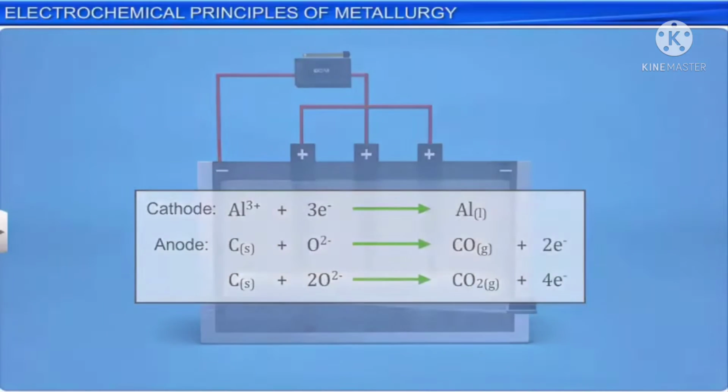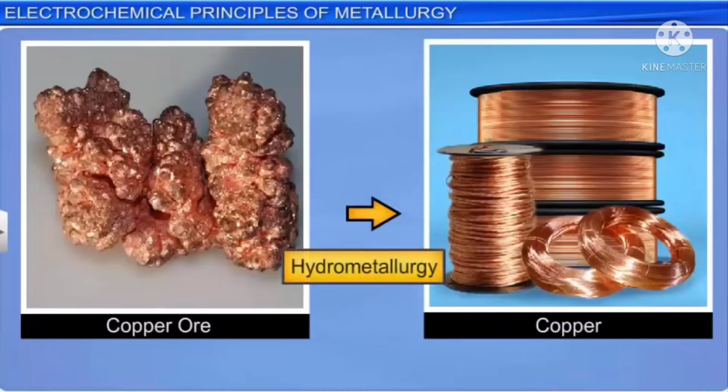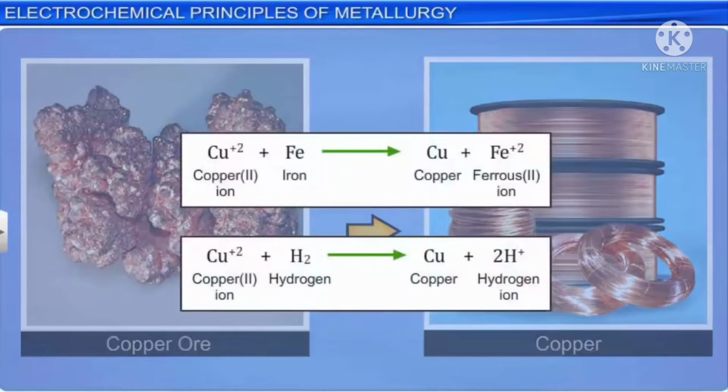The extraction of copper from low-grade ores or scraps is the best example of reduction of metals with the help of other reducing agents. Generally, copper is extracted from its low-concentrated ores by a process known as hydrometallurgy. In this process, a solution containing Cu+2 ions is treated with a scrap of iron or hydrogen, as shown here in the equation.